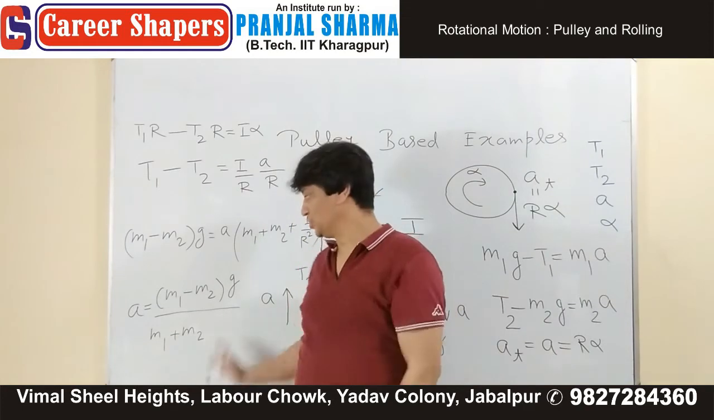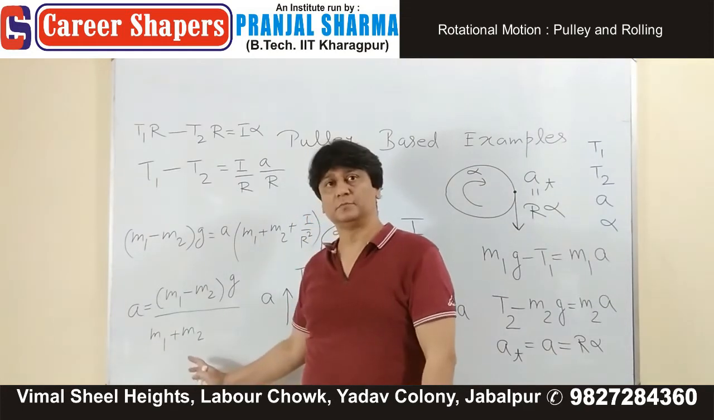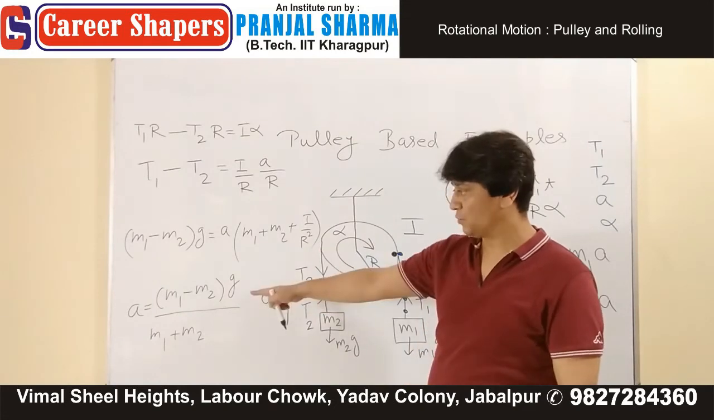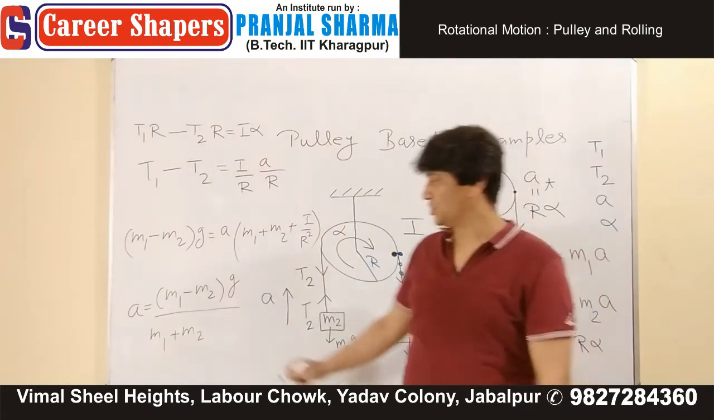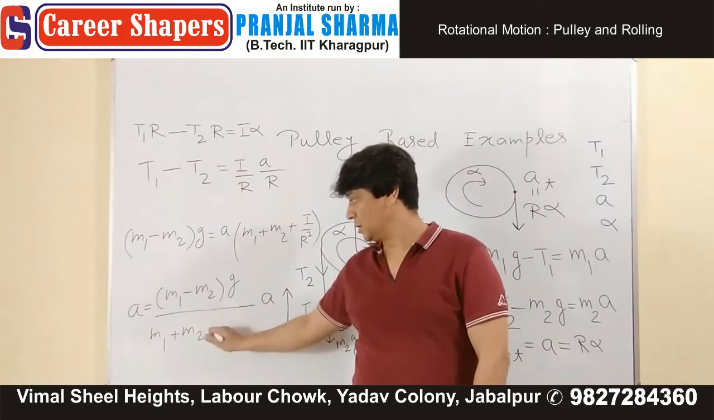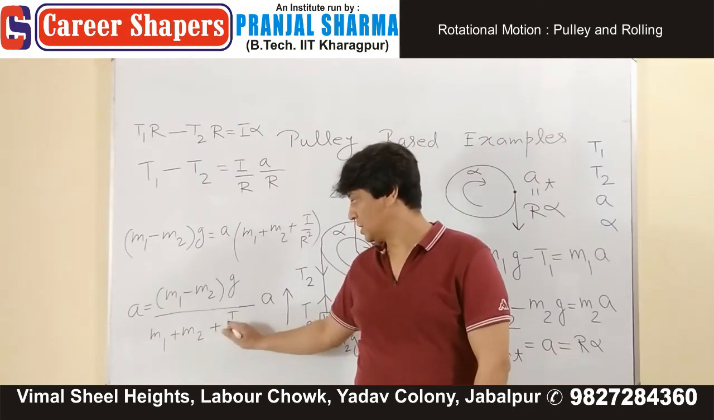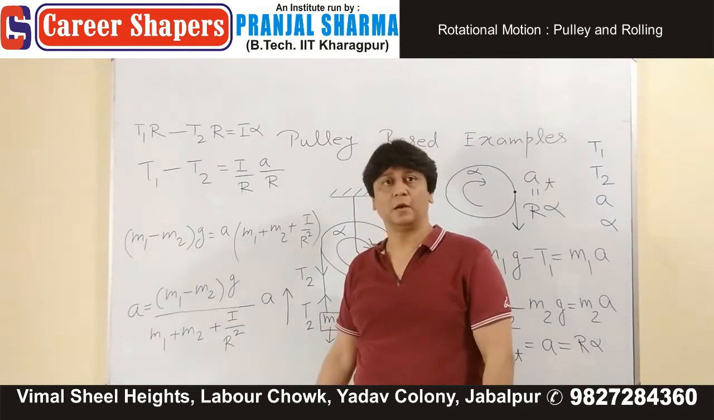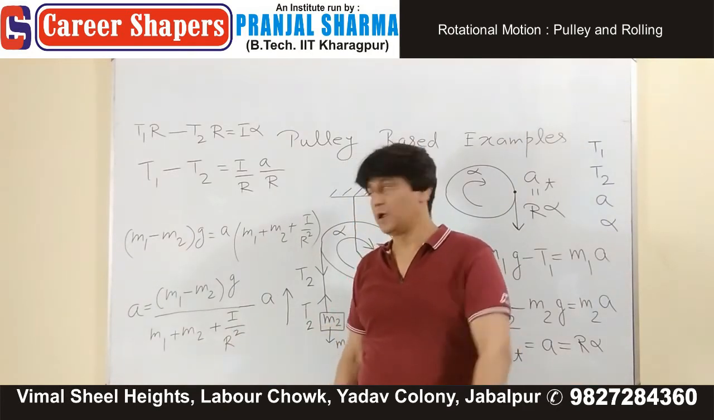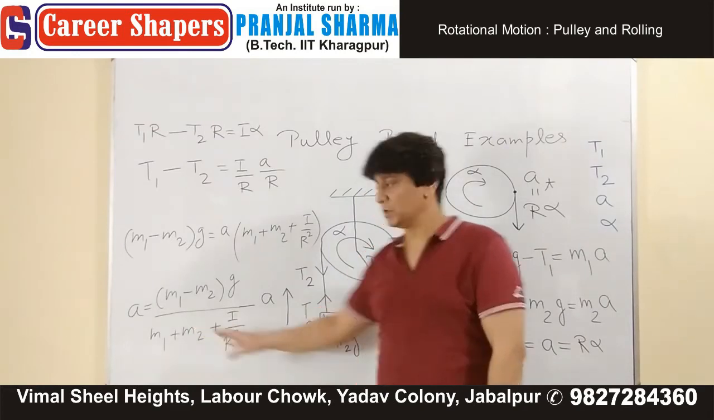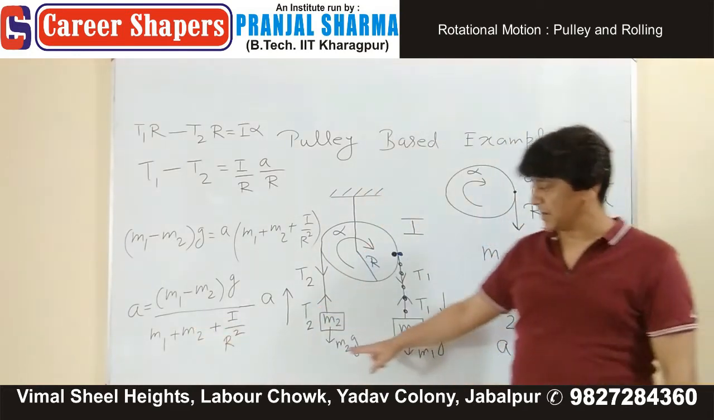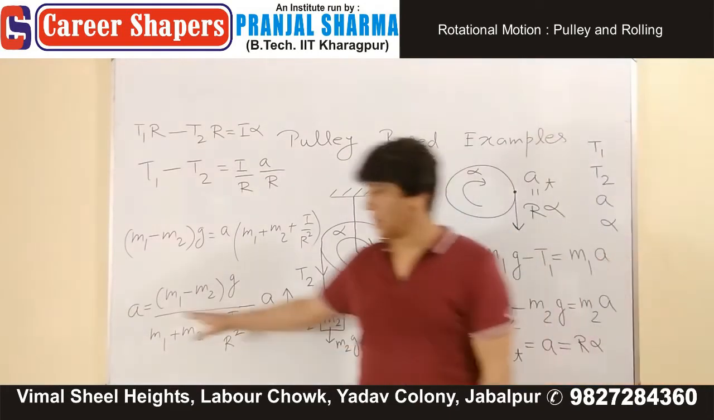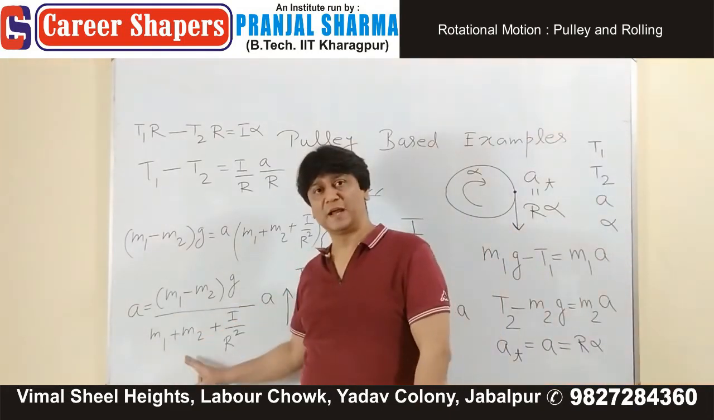In laws of motion, this was the acceleration. If you remember the result of acceleration in laws of motion, that was the answer. In rotational motion, you are adding the term of I upon r square. So now it becomes a trick. How can you remember this acceleration? m1g minus m2g, this is the net force, divided by total mass m1 plus m2.